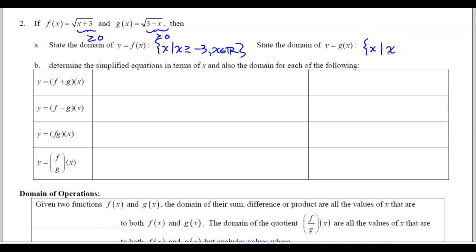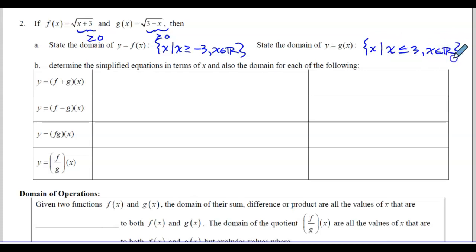So what's that going to be? It's g of x's domain. Come on, you guys. I know this. It's straightforward. X is less than or equal to 3. Good.